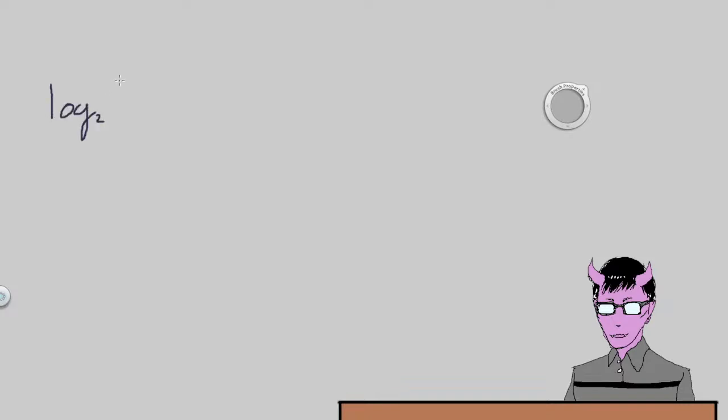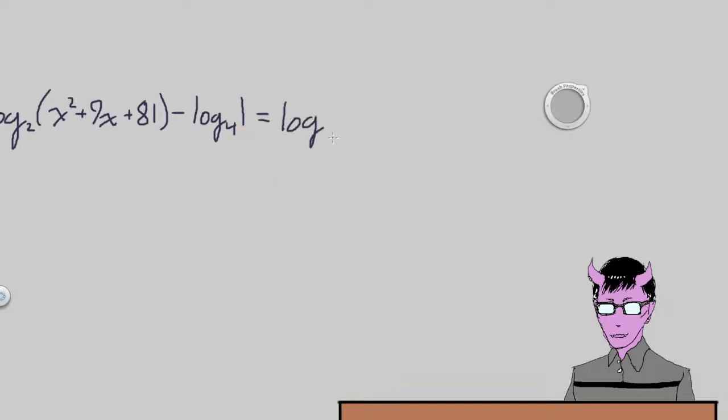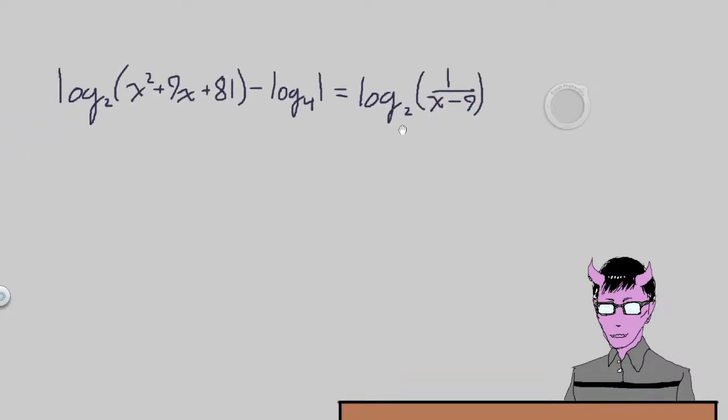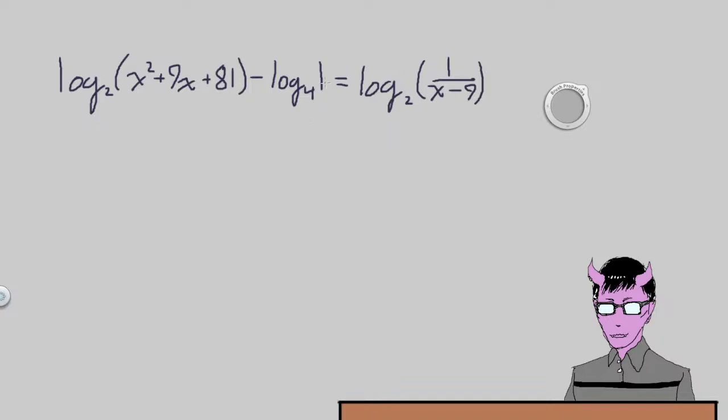log base 2. Ooh, this quadratic looking thing. X squared plus 9x plus 81, minus log base 4 of 1, is equal to what? Log base 2 of 1 over x minus 9. This is what we have. Some weird things. This is kind of weird.